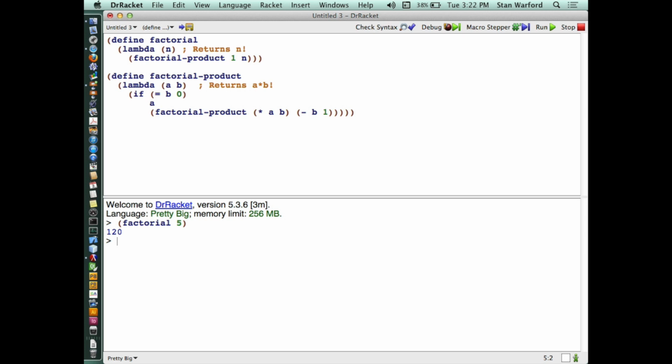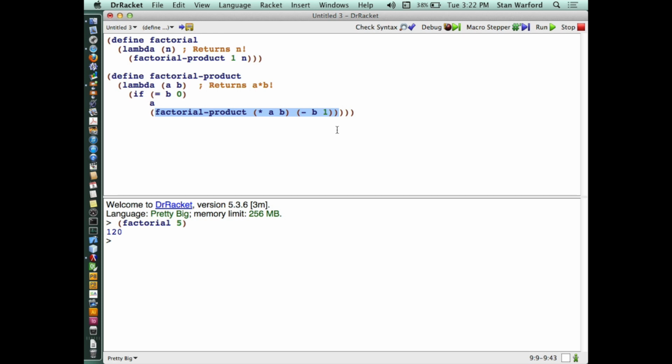Now, do you see why this is tail recursive? Look at what factorial product does. In the recursive case, it calls itself, and after it calls itself, it doesn't have to do anything else. It doesn't have to add anything, multiply by anything, or do a quotient. So that's tail recursive. And so when I ran that, it wasn't really calling itself over and over again. Behind the scenes, it was in a loop.